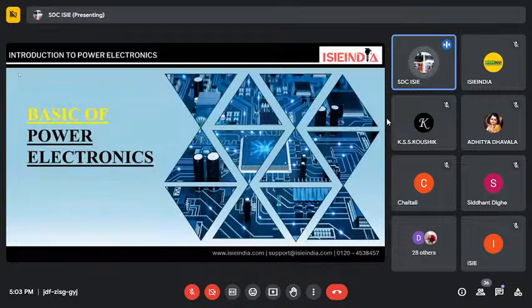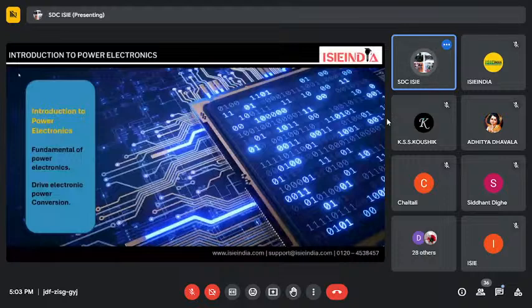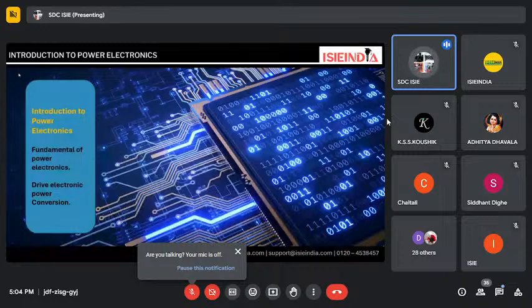So today's session is going to cover the introduction to power electronics, starting with the basics. We will go through the fundamentals of power electronics, where we will discuss the inductor and capacitor, which are available in every circuit. You can see resistors, Zener diodes, and many more devices like SCR, transistors, and thyristors, along with driver electronics.